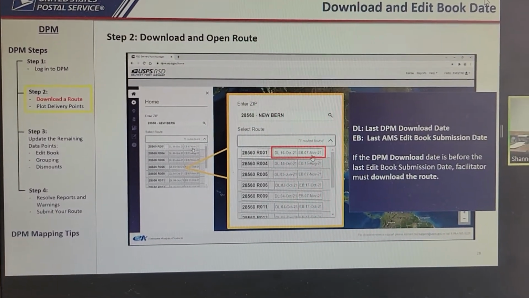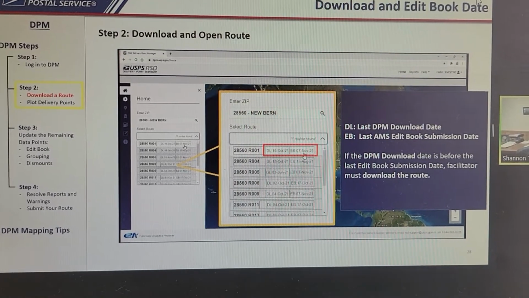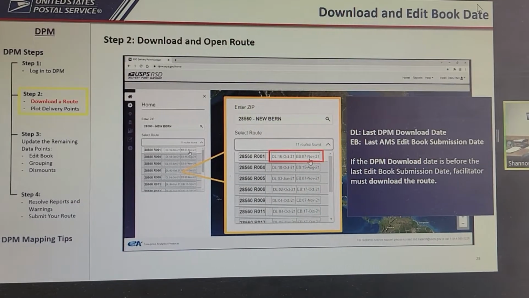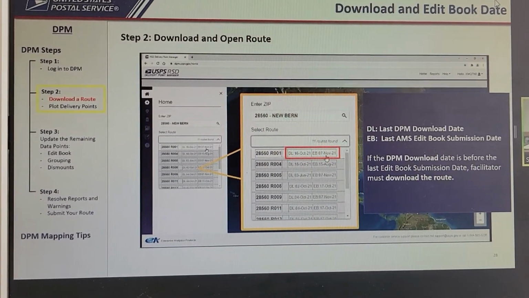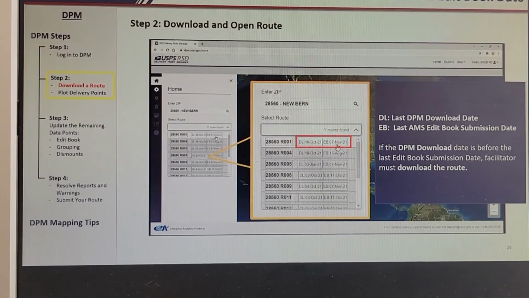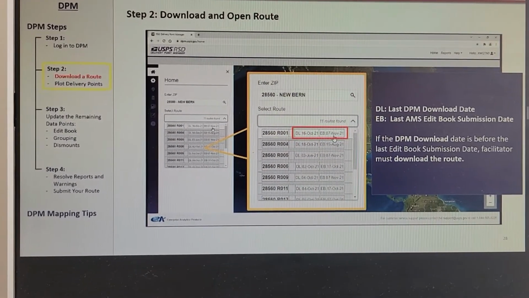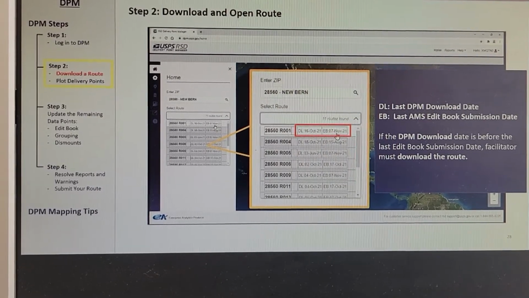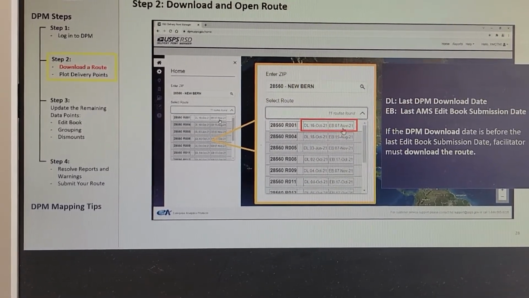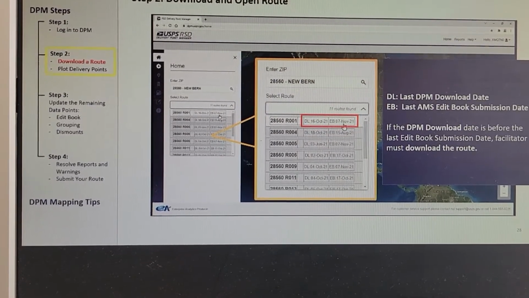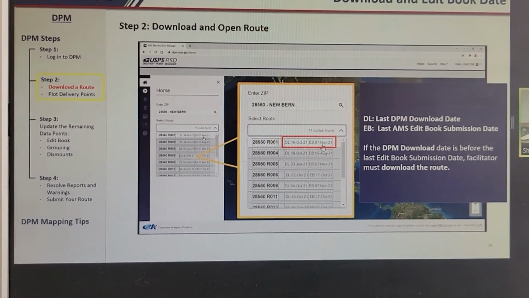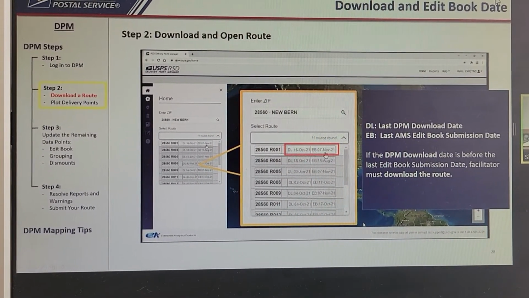All right, so when you do get to that point, we're going to also tell you the last time the route was downloaded. So you'll see a DL date, and that's the download date. Now, if the route's never been downloaded, of course, that's going to be blank. And then the second date there is your edit book. That is the last AMS edit book submission date. So if the DPM download date is before the last edit book submission date, the facilitator must download the route. That, again, just ensures that we get the most current information from the edit book.